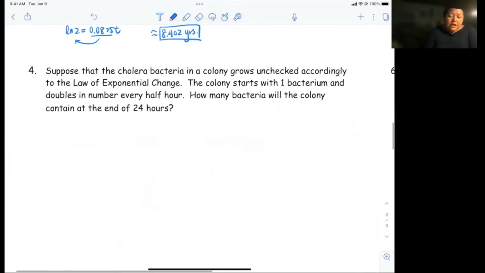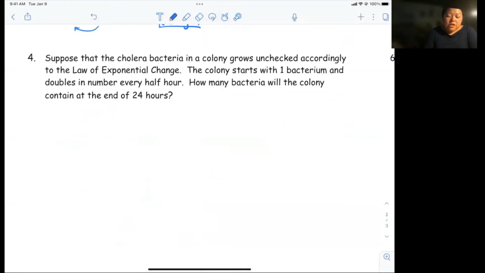Okay, suppose that cholera bacteria in a colony grows unchecked according to the law of exponential change, meaning it follows the A equals P e to the rt formula, or that formula you saw in the front, where y equals y naught e to the kt, right? The colony starts with 1 bacterium and doubles in numbers every half an hour. How many bacteria will the colony contain at the end of 24 hours?